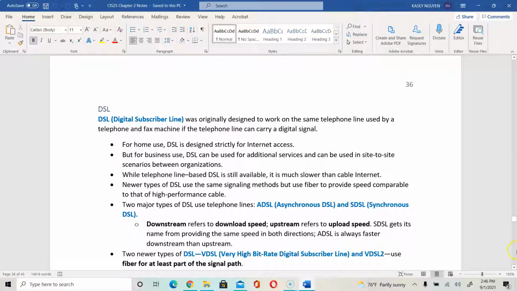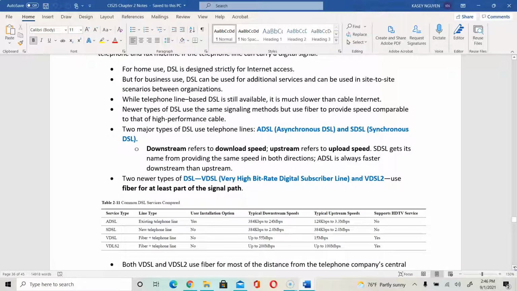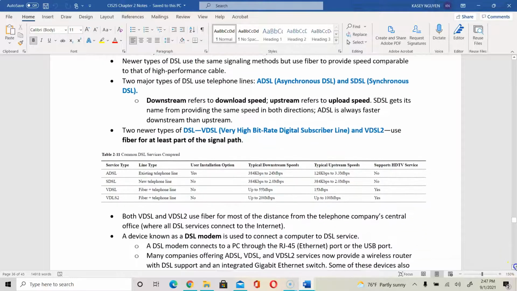There is a newer type of DSL known as VDSL, which is very high bitrate digital subscriber line, or VDSL2. This one uses fiber optic connection instead of the phone line, and it is faster than the old DSL. So here you can see the difference. Will it be faster than fiber optic on cable? No, it will still be a little slower, but it is faster than the older technology on the phone line.